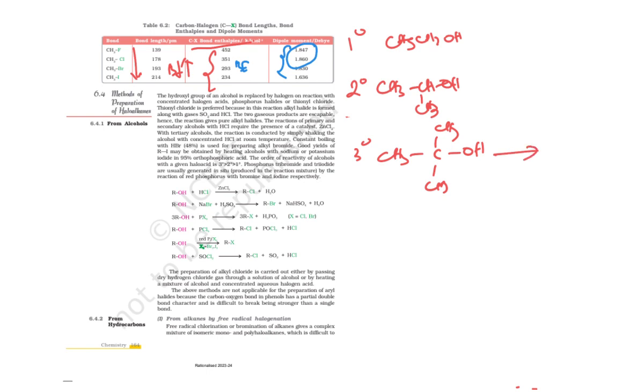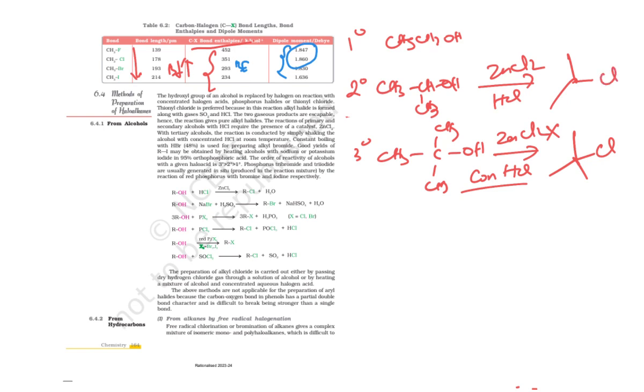If I use the Lucas reagent, zinc chloride and HCl, here we need not require zinc chloride, but only concentrated HCl, and the reaction is going to happen. So here there is a formation of tertiary chloride. Then here we require zinc chloride and HCl, so there is a formation of secondary chloride. But here there is no reaction. We have to heat, then only the reaction is possible. This is all about the first reaction.